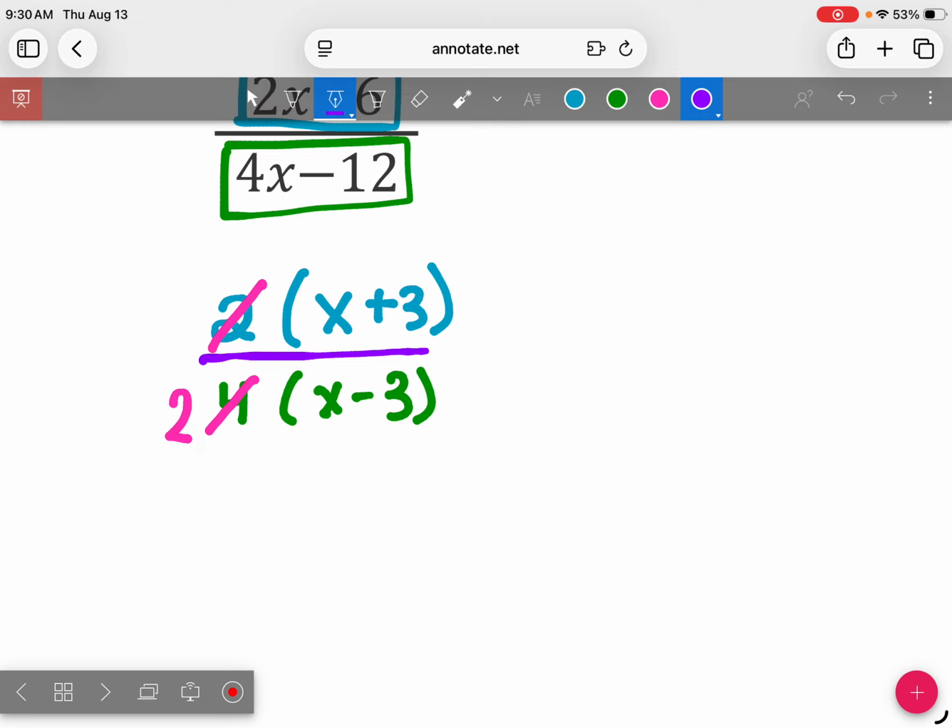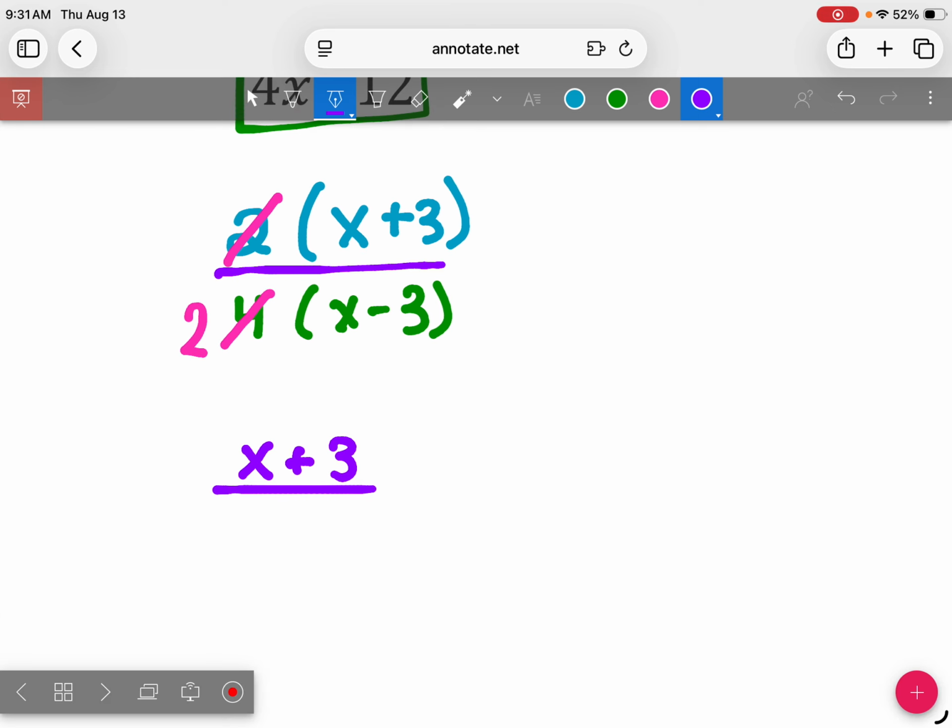Because our final answer, and we're going to leave them in factored form, our simplified function here, is going to have just our x plus 3 in the numerator. If you want to leave the parentheses, totally valid. If you want to drop them because it's the only term left, also totally valid. In the denominator, I am going to leave it in the parentheses. If you really feel like distributing it out, you can, but you don't need to. That is our simplified fraction.